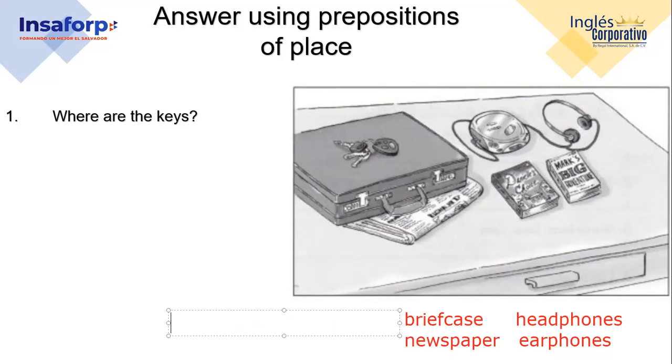Where are the keys? Using prepositions of place, where are the keys? The keys are on the briefcase. Yes, you're right. The keys are on the briefcase. What is the newspaper? The newspaper is under the briefcase. Yes, the newspaper is under the briefcase.